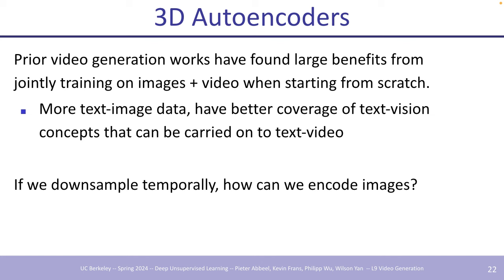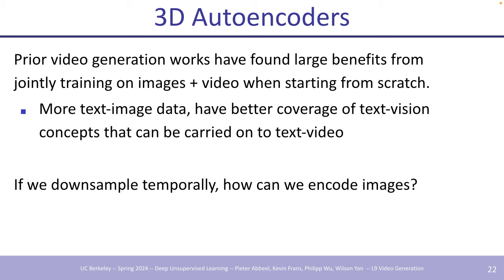So there might be some style things that you want to be able to transfer over. Like if I want to generate a video of a dog running around in the style of a watercolor painting, there might not be that kind of text-video data, but you can probably pretty easily find a text-to-image example of a watercolor painting or something. So you want that transfer too.